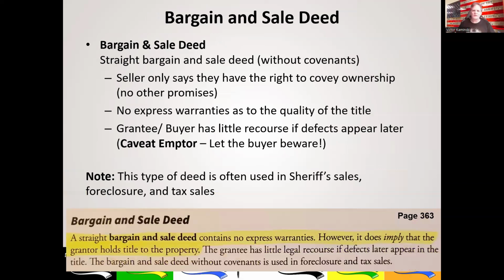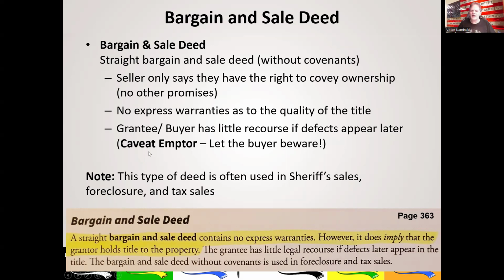This is one where there are no covenants, there are no promises being made as to the quality of the title. By signing a bargain and sale deed, the seller is only saying they have the right to convey the ownership to it. There's no express warranties to the quality. So the grantee, the buyer, has little recourse if defects later appear.